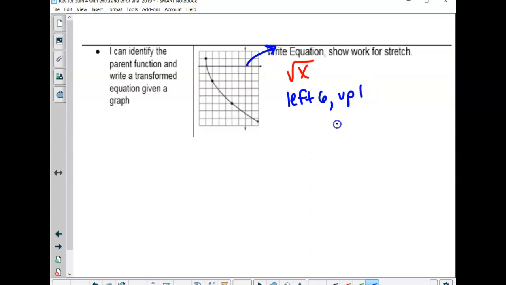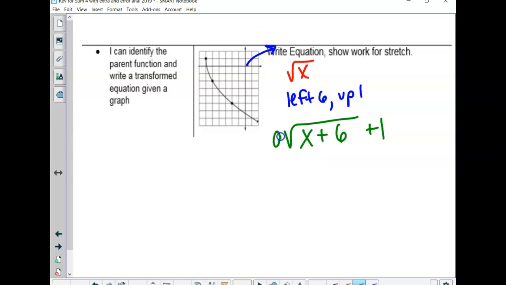And then it's obviously upside down, but I think the stretch will take care of itself when we put in an ordered pair. It does say you have to show work for the stretch. So we have a parent function. How do I do left 6? Be careful. Plus 6 inside and up 1. Yes. We're good? Inside is the opposite of what it seems?